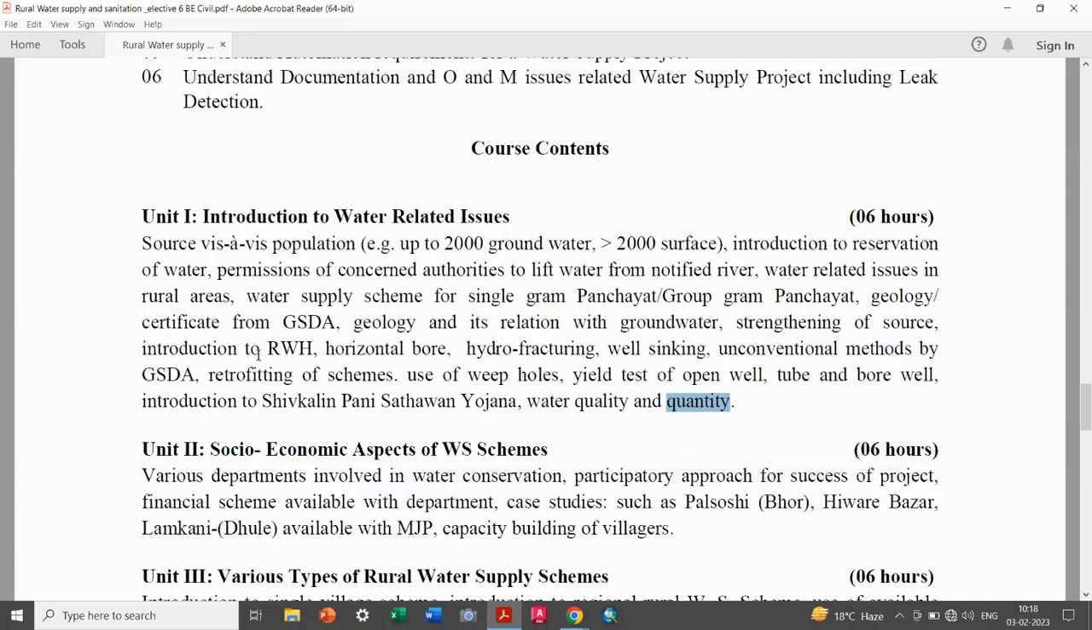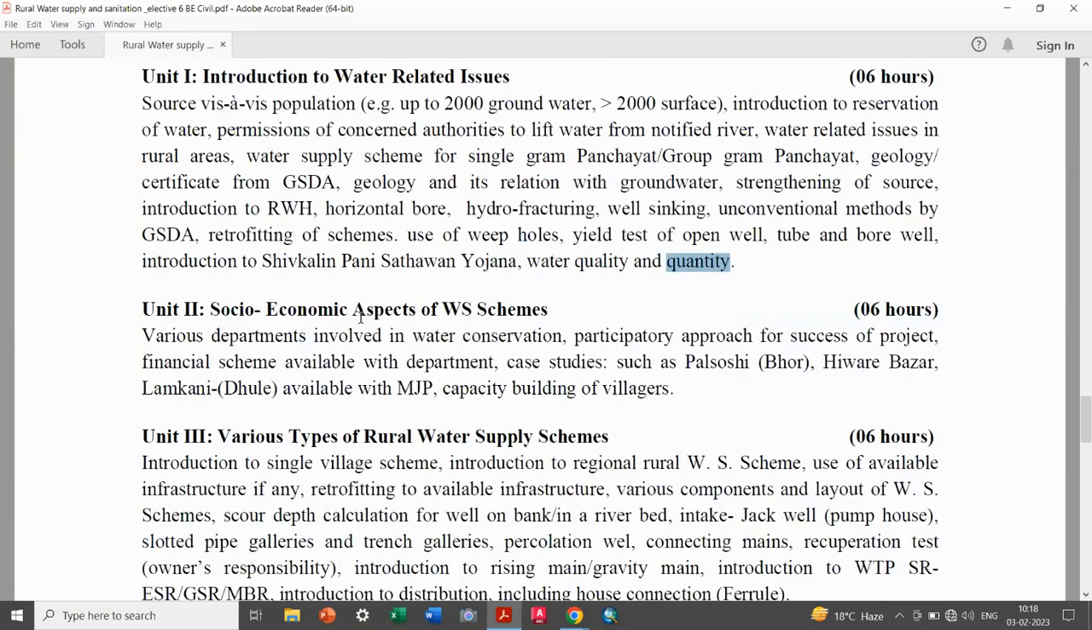So if we go ahead in unit number 2, you can see socio-economic aspects of water supply schemes. So various departments, all in the water conservation, you can see agriculture department, participatory approach for success of the project. You can see the example of many villages like Hivre Bazar, then Ralegan Siddhi, or there are various villages almost in each taluka place. They have successfully overcome the issues related to groundwater.